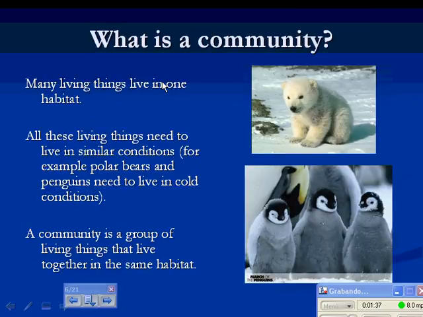What is a community? Many living things live in one habitat. All these living things need to live in similar conditions. For example, polar bears and penguins need to live in cold conditions. A community is a group of living things that live together in the same habitat.